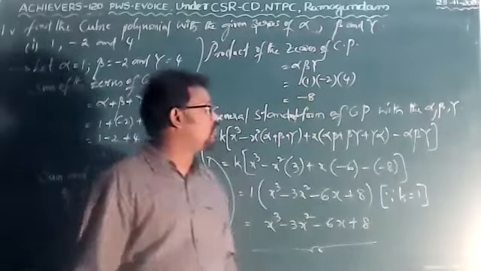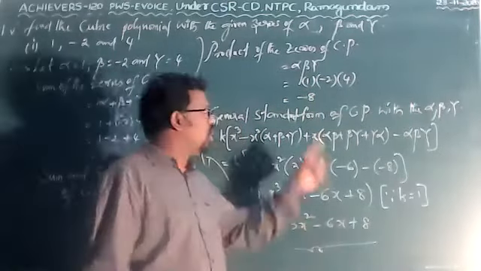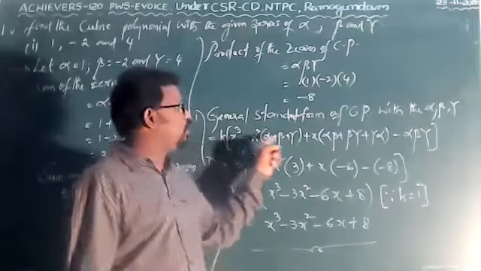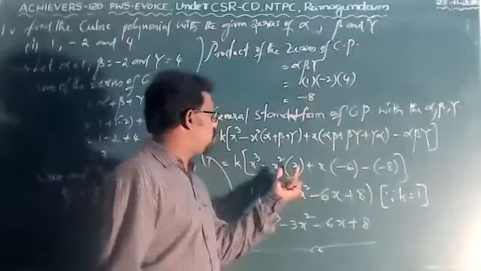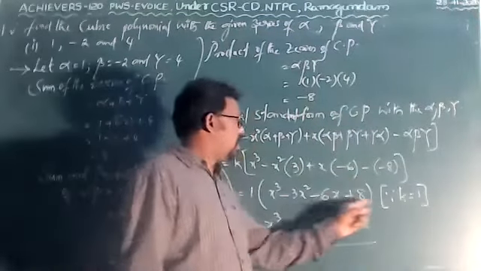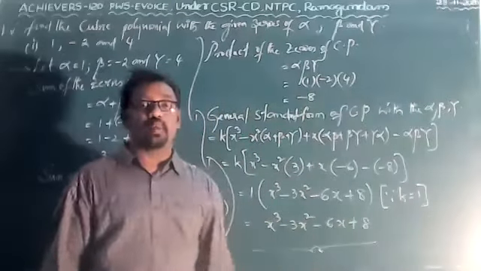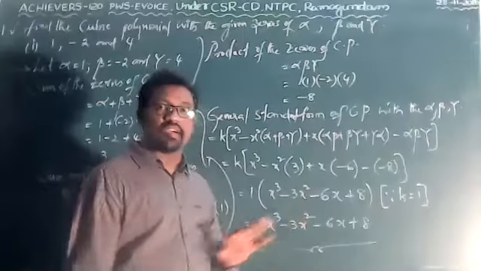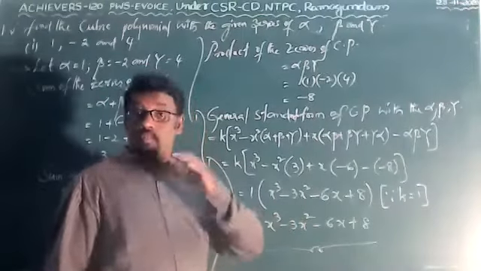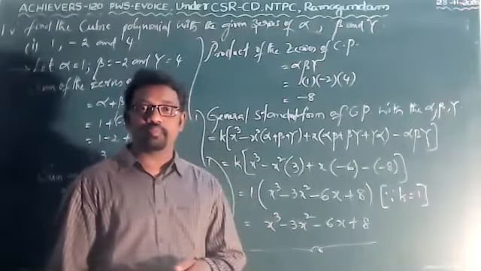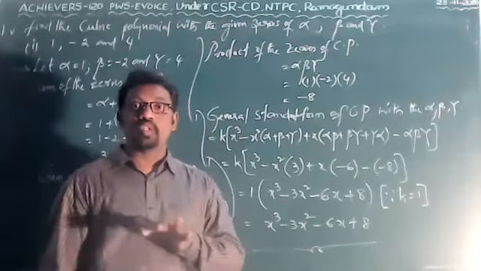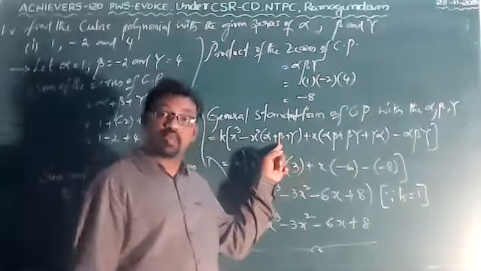General standard form of a cubic polynomial with the zeros alpha, beta, gamma: k into this is the formula. Substitute all the values here, and you have to take k is equal to 1 because there is no denominator. And this is the final result. Sometimes maybe he will give the sum of the zeros of the cubic polynomial directly, this one he will give.